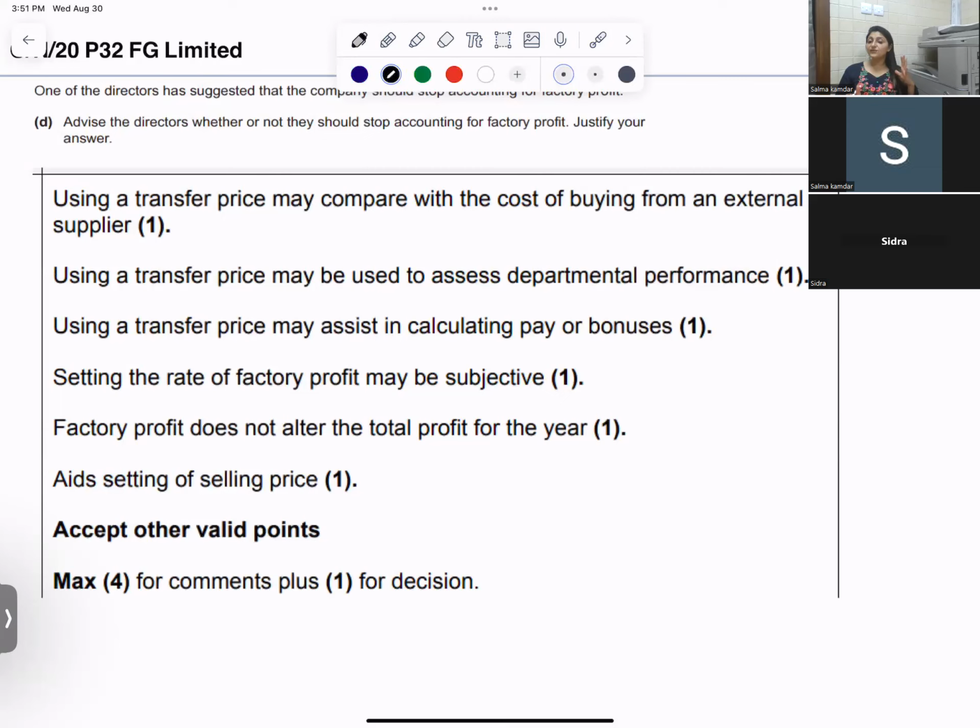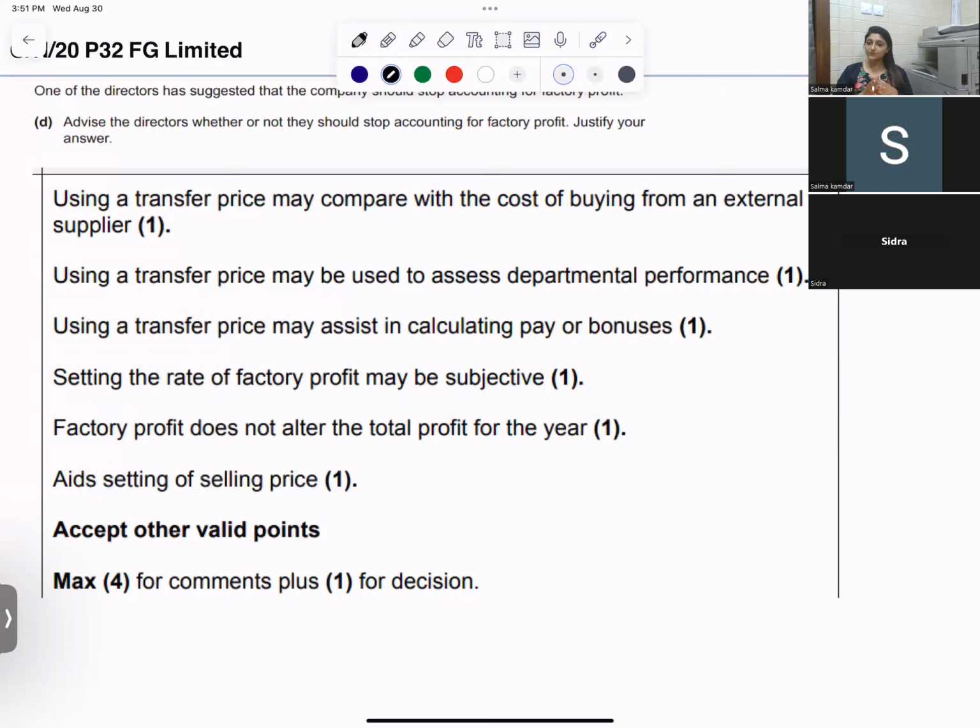What is the benefit if you are accounting for the factory profit? Your price of goods manufactured increases. So you are accounting for factory profit. Do you know that your manufacturing department has done some good job?